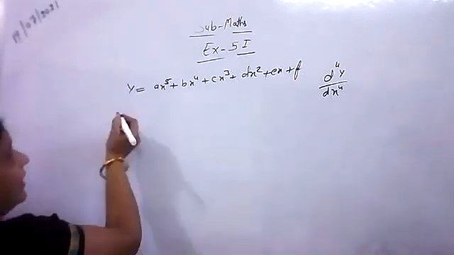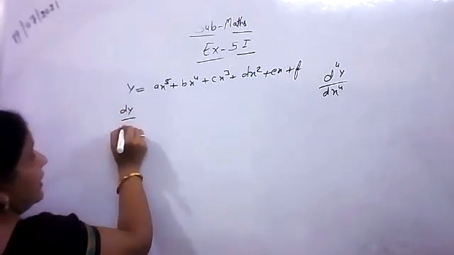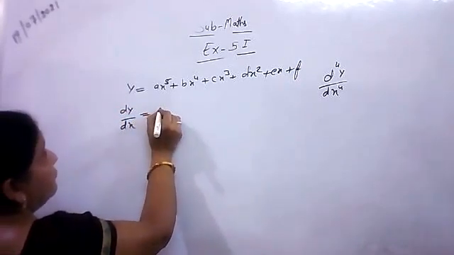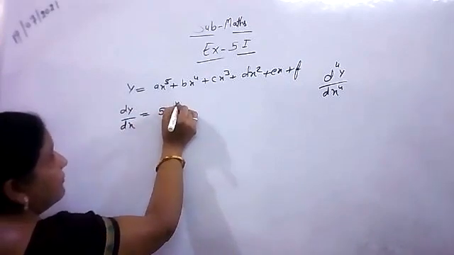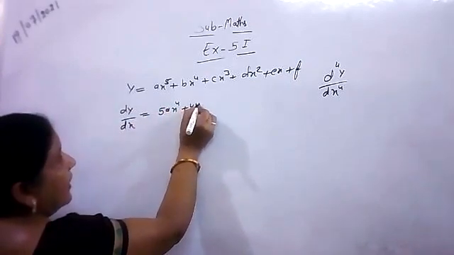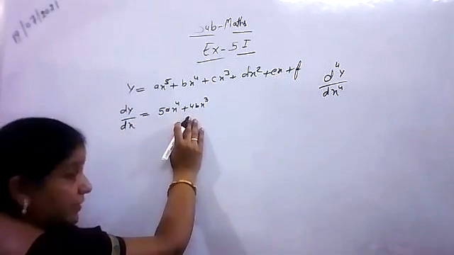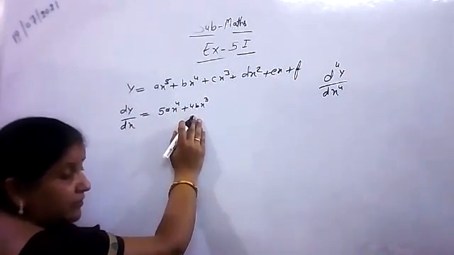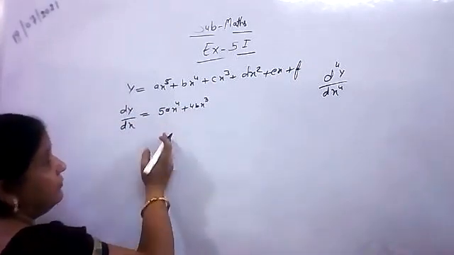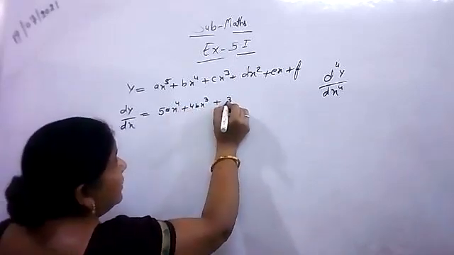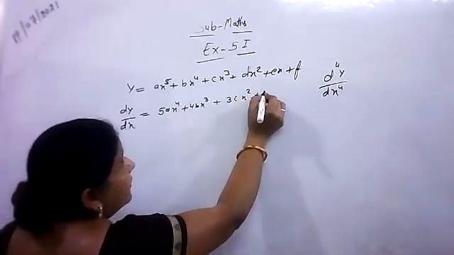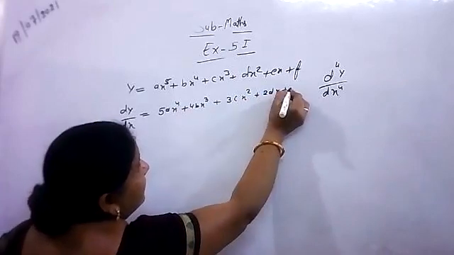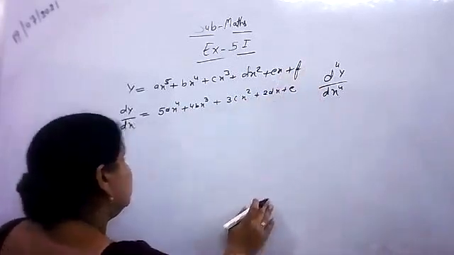So I differentiate, dy upon dx is 5a x to the power 4 plus 4b x cube plus 3c x square plus 2d x plus e, and the constant is 0. Everybody knows for x to the power n, the differentiation is n x to the power n minus 1. We use that.